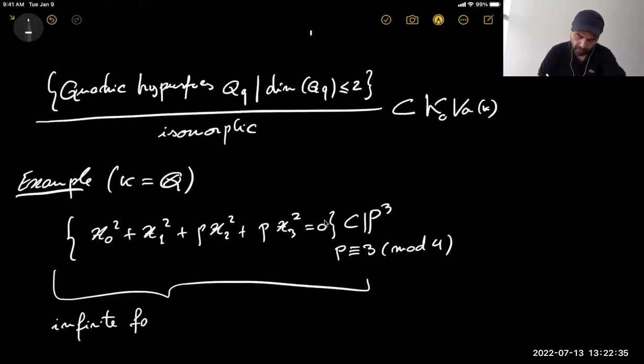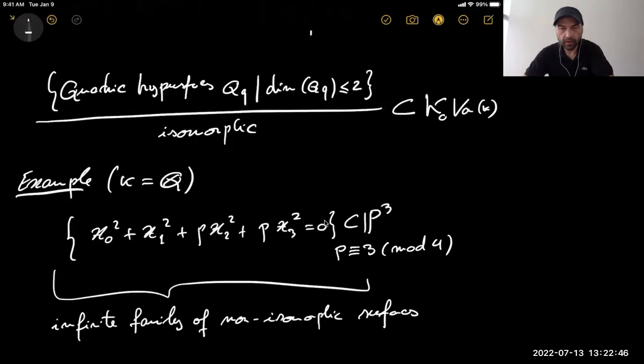An infinite family of non-isomorphic surfaces whose Grothendieck classes remain all distinct. So this is a particular case.